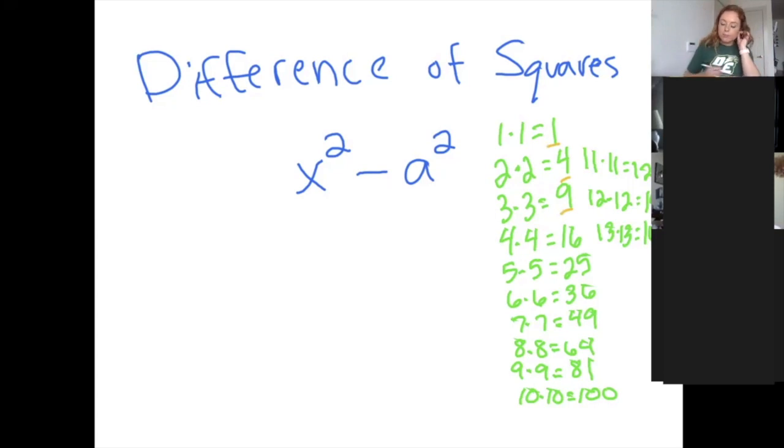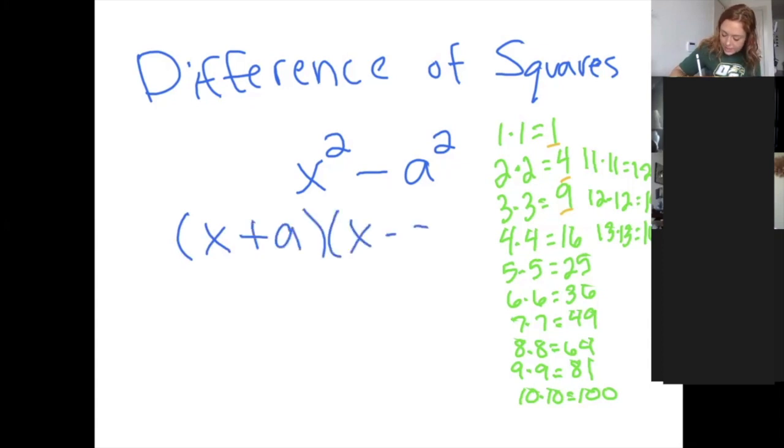Because if this problem, x squared minus a squared, looks like that, if it's two perfect squares, then the strategy is that we automatically can just write x plus a times x minus a. So it's like you take the square root of each one, because the square root of x squared is just x.